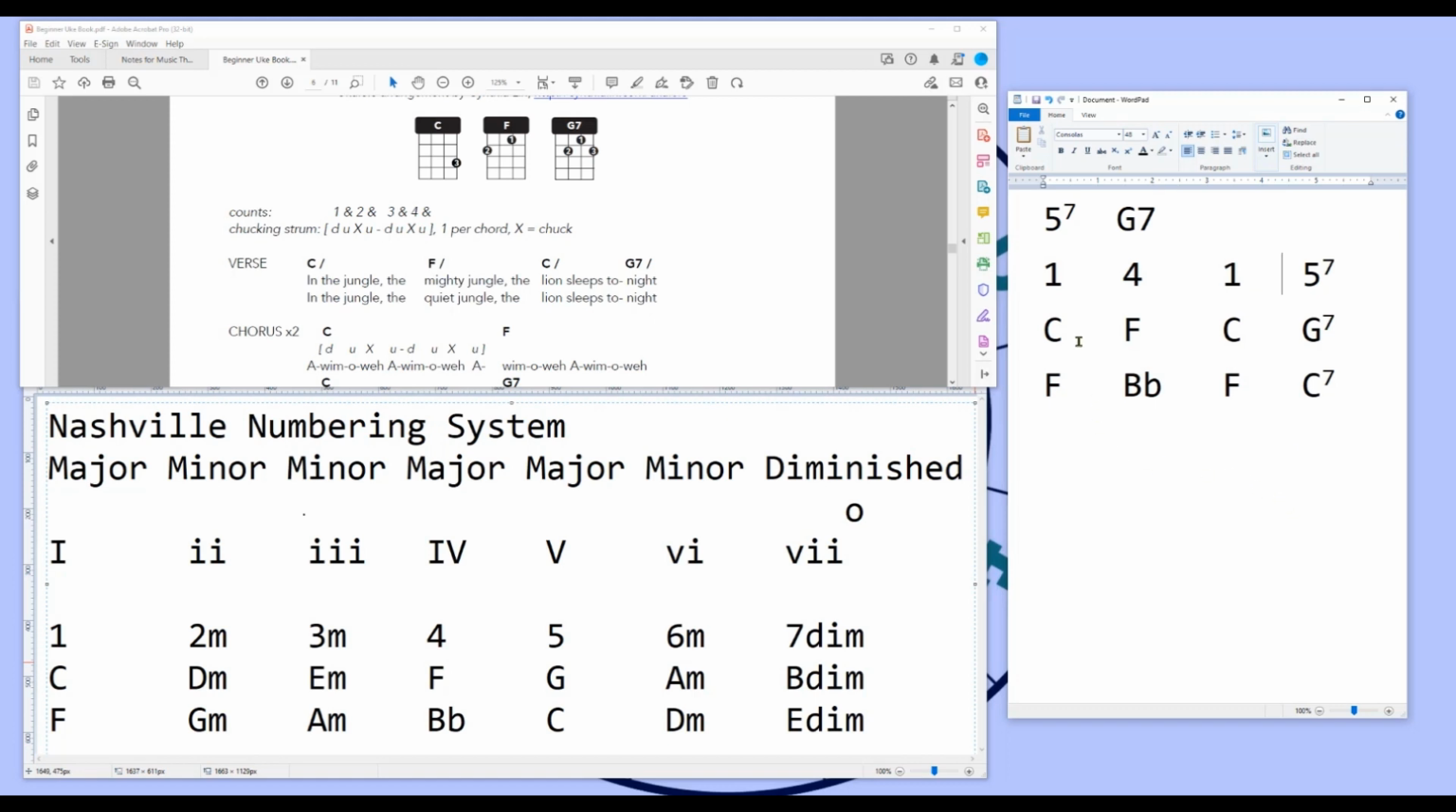So if you played this in the key of F, we'd say "wing away, a wing away, a wing away," key of F, versus "weem away," which is the key of C. "Weem away, a weem away, a weem away."